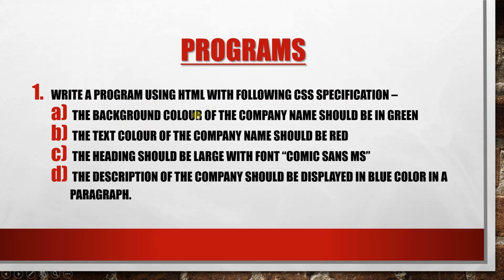First, the background color of the company name should be green. So you want to create a program here. You have to write a company name. In this question, the company name is not given, so you can write any company name, and the background color of that company name should be green. Okay, and the text color of the company name should be red.